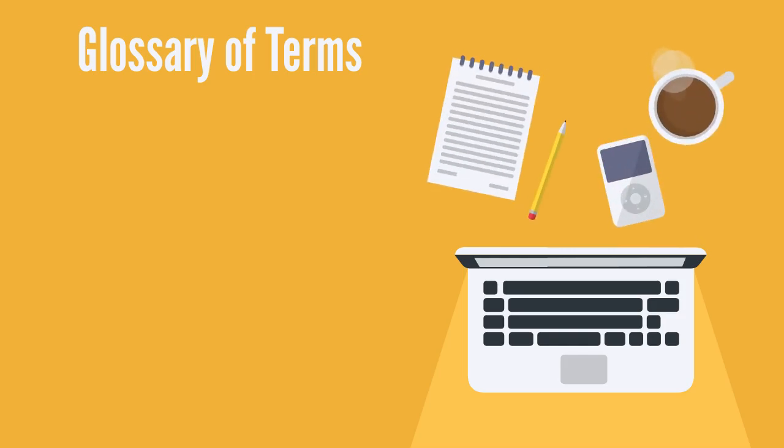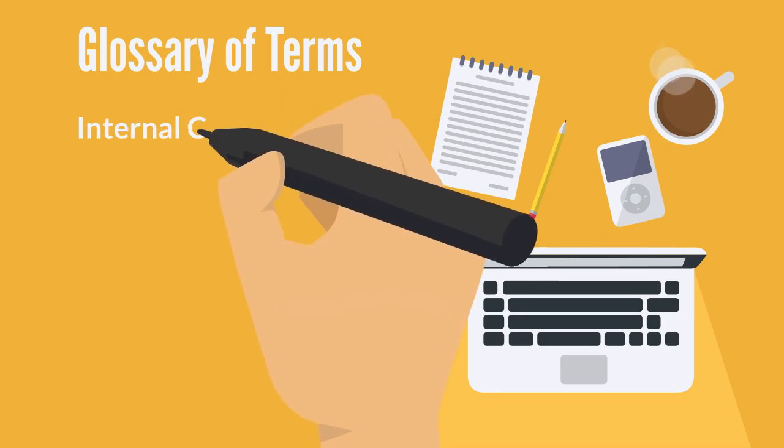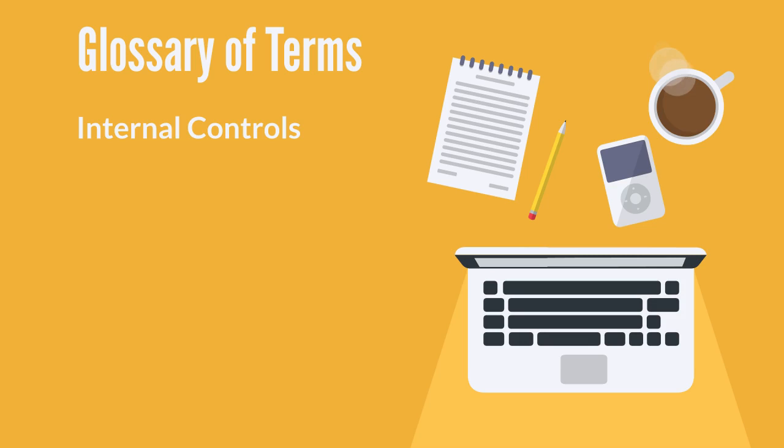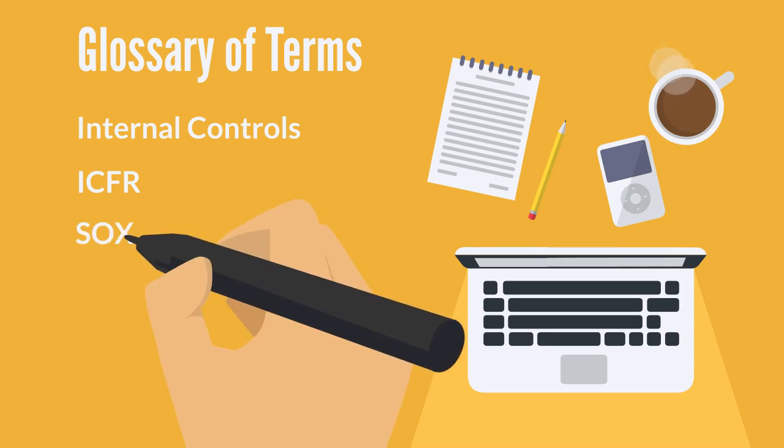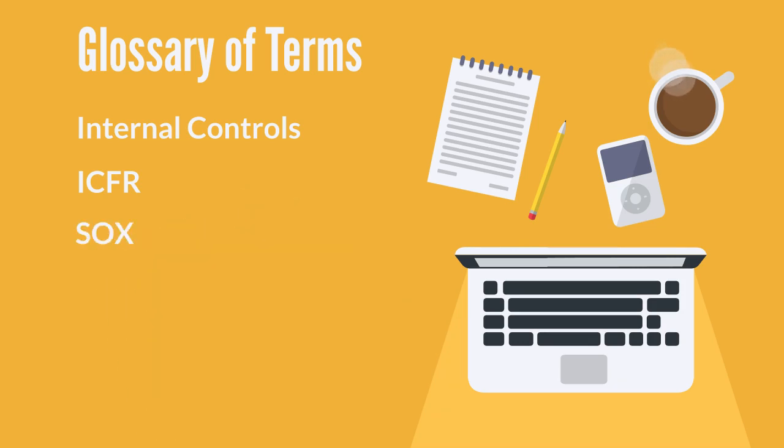We've covered a lot of material so far today, so let's review some of the terms. The first term is internal controls. This covers operations, reporting, and compliance within a company. The next term is ICFR, and that is internal controls over financial reporting, and that is a subset of internal controls. The third term is SOX. This is the legislation that makes ICFR a requirement.